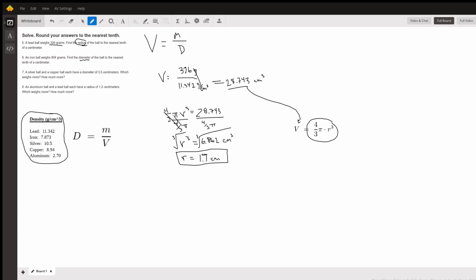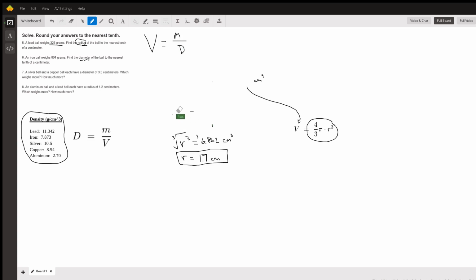So whatever answer you end up with for your radius, if you follow the same exact steps, just double that to get your final answer. The other one I want to go over is number 7, because it's similar to this one, but slightly different in what they're asking for.